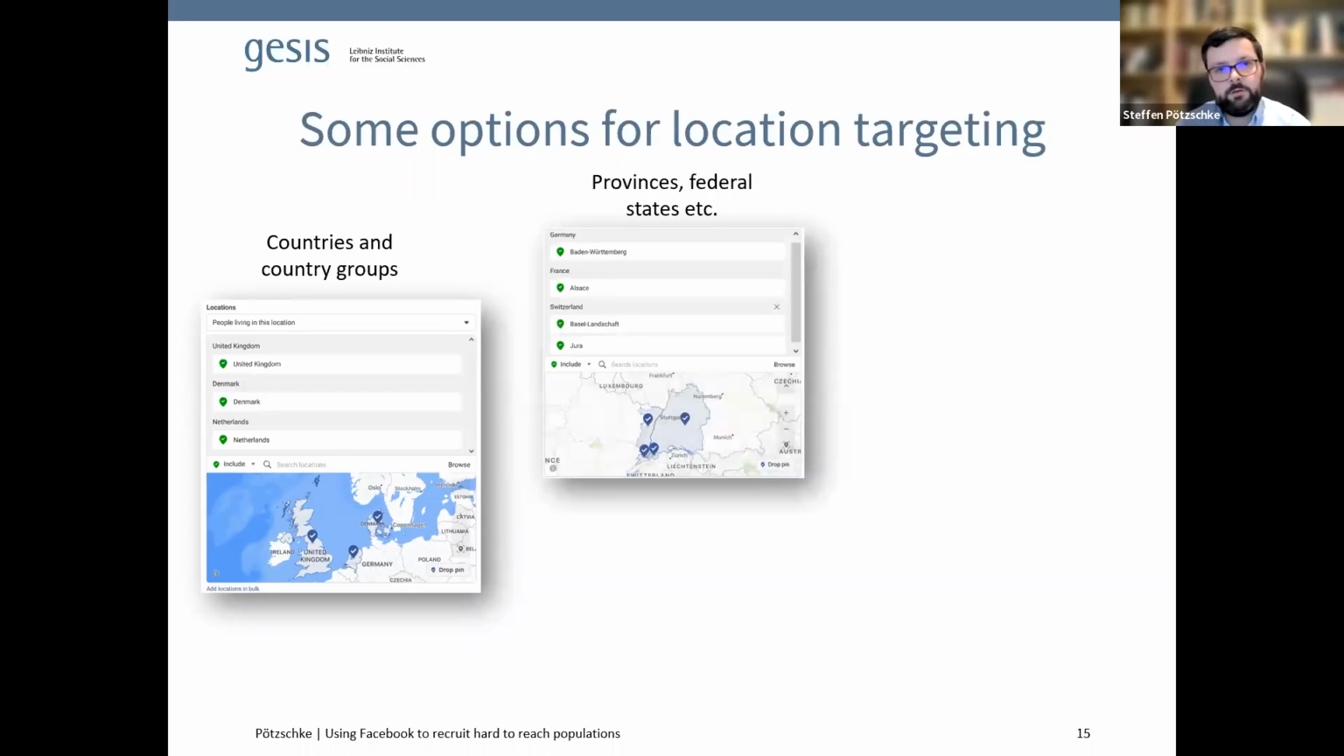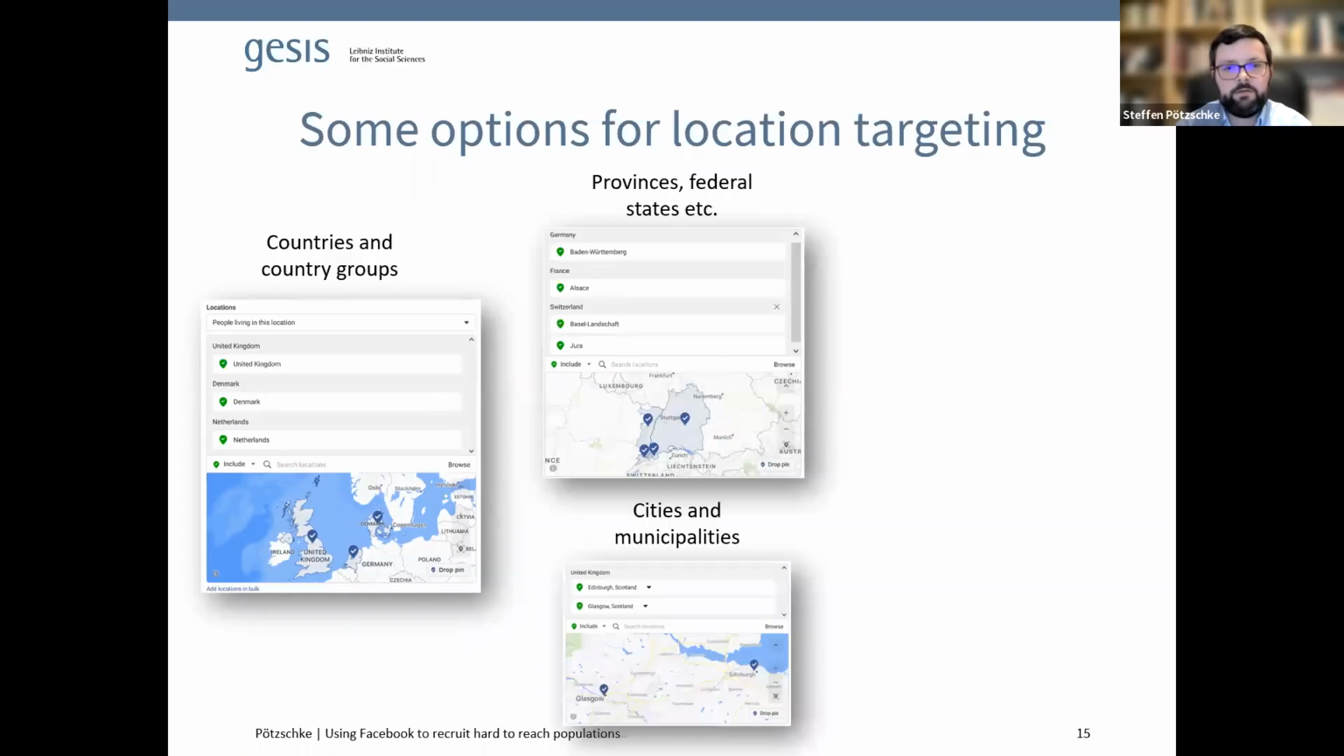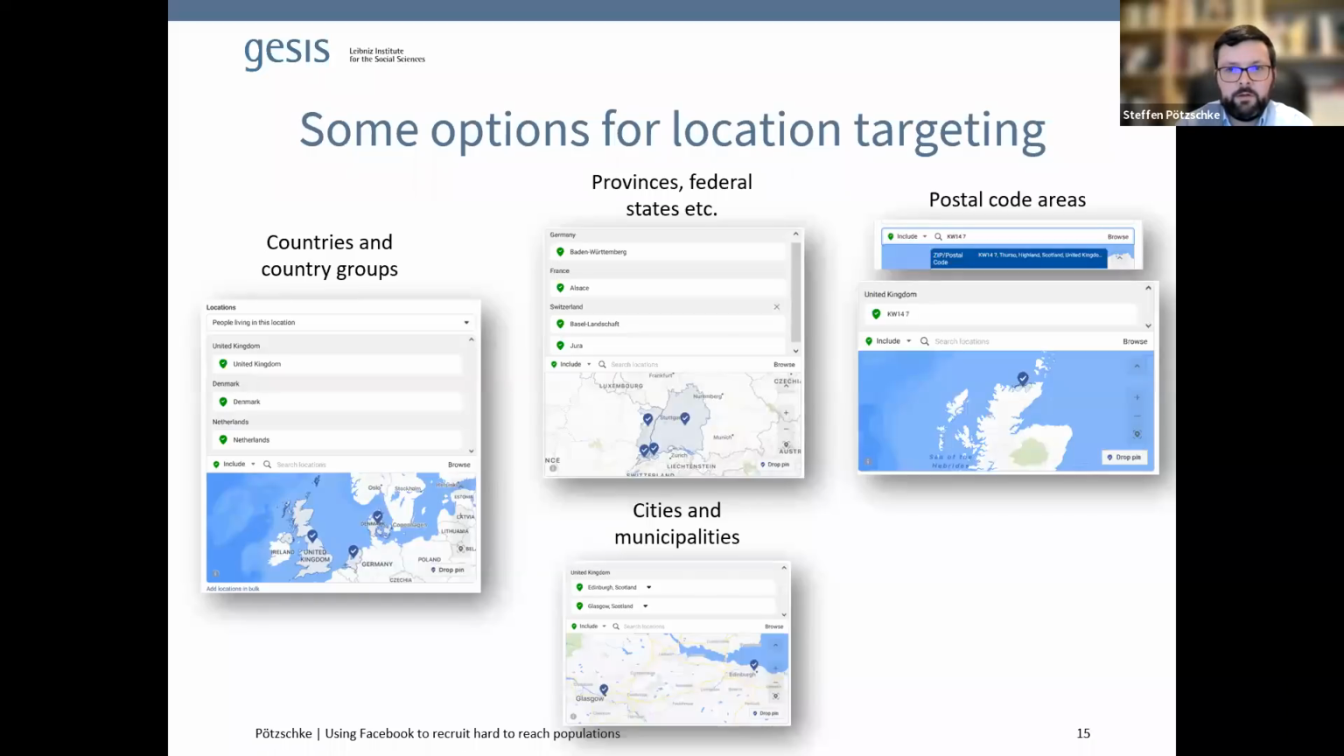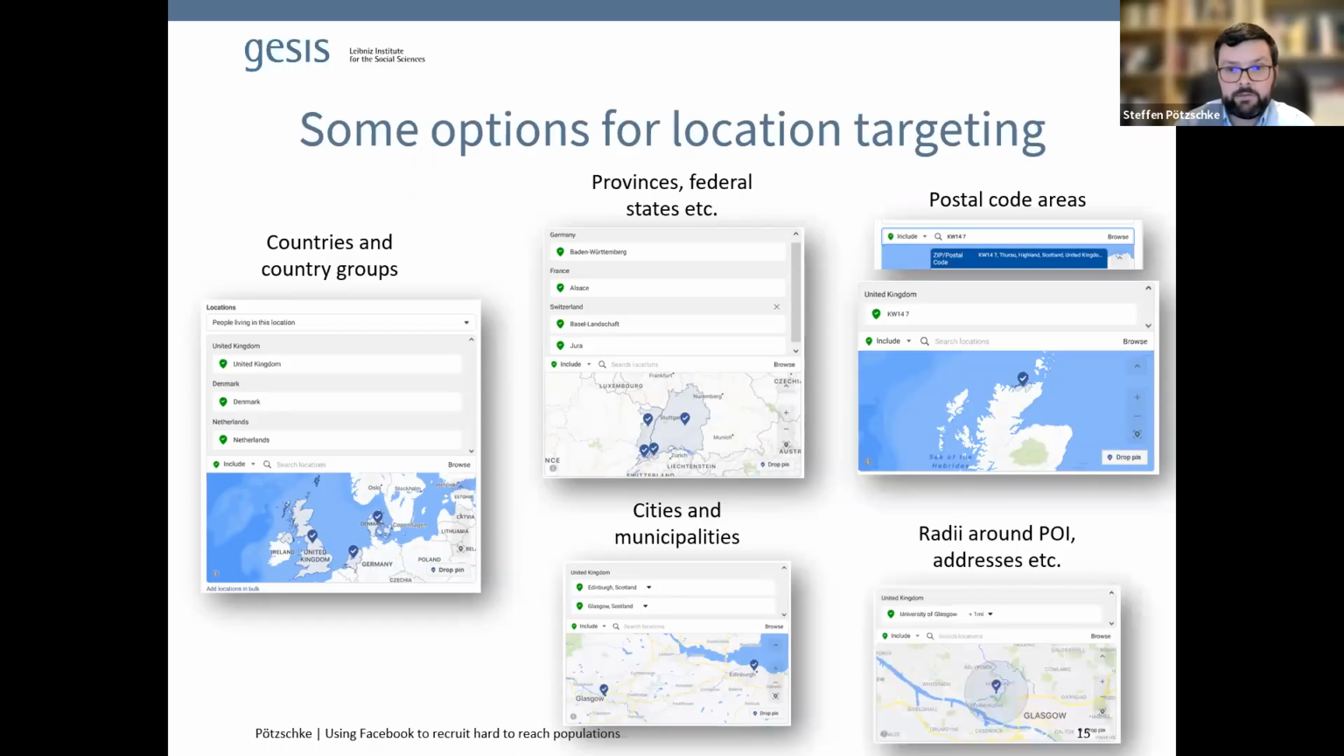we can also target provinces, federal states, or other subnational units. We can target specific cities and municipalities. We can also define postal codes in many countries. And we can even use circles around specific points, for example, around an address.